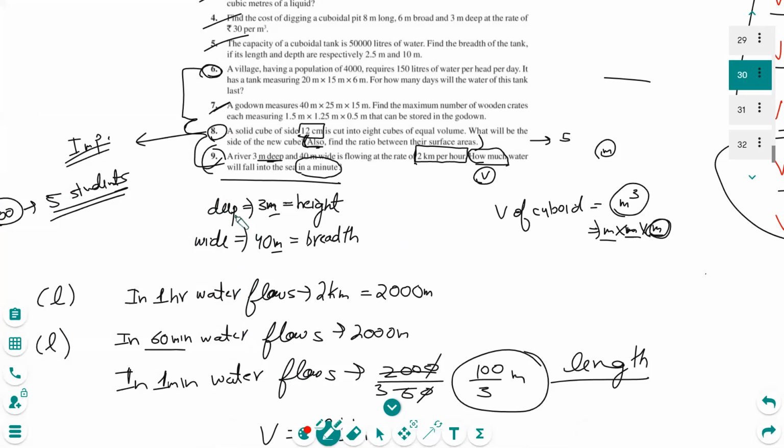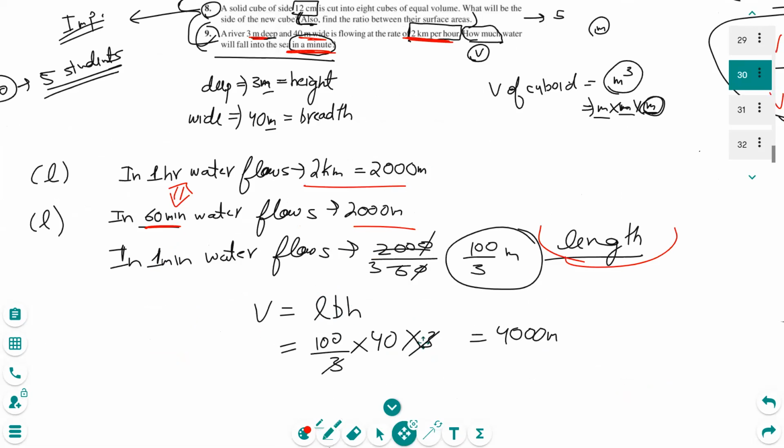So the river is this deep, this wide, and is flowing at a rate of this. This cannot be my length, so I have to find the length from this, but not per hour. How much water will fall into the sea in a minute? So I need to find the length for a minute only. In 1 hour, water flows 2 km, that's 2000 meters. In 60 minutes, it flows 2000 meters. In 1 minute, we divide by 60 and I get 100 by 3 meters length. Then we just plug in the values and we have our answer.